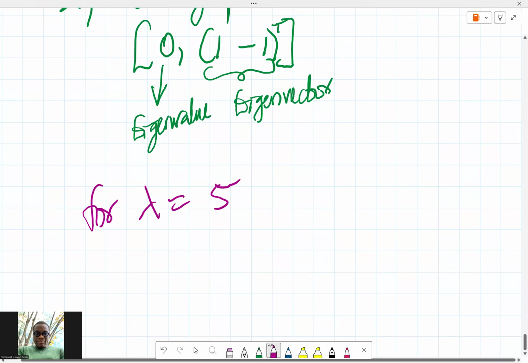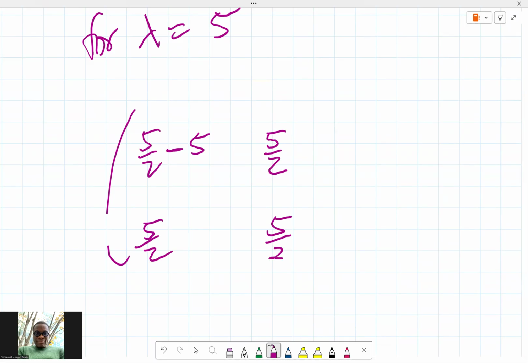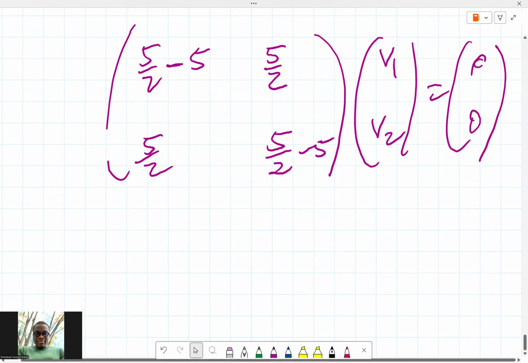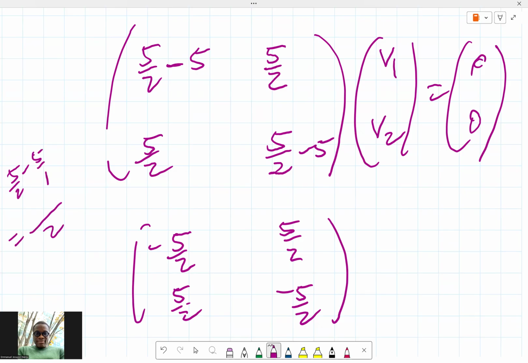lambda equals 5, it means we have 5 over 2 minus 5, then 5 over 2, then 5 over 2, and 5 over 2 minus 5 again, all of that into V1, V2, equal to 0, 0 now. So 5 over 2 minus 5 is 2.5 minus 5, that's minus 2.5, so this will be minus 5 over 2. This is 5 over 2, then 5 over 2 again, and this is minus 5 over 2. That's 5 over 2 minus 5 over 1. LCM is 2. 2 times 5 is 10, minus 5 over 2. That's how I got all of that.